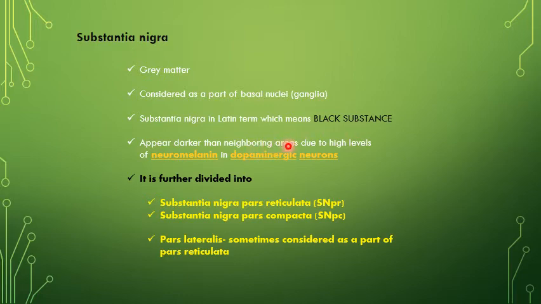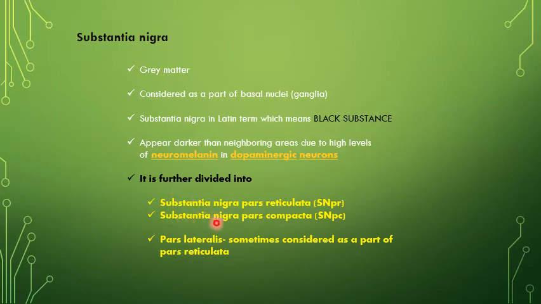Why is it called substantia nigra? In Latin it means black substance: nigra means black and substantia means substance. It appears black due to the presence of neuromelanin in the dopaminergic neurons; its high neuromelanin content gives the black color. The substantia nigra is further divided into substantia nigra pars reticulata and substantia nigra pars compacta.